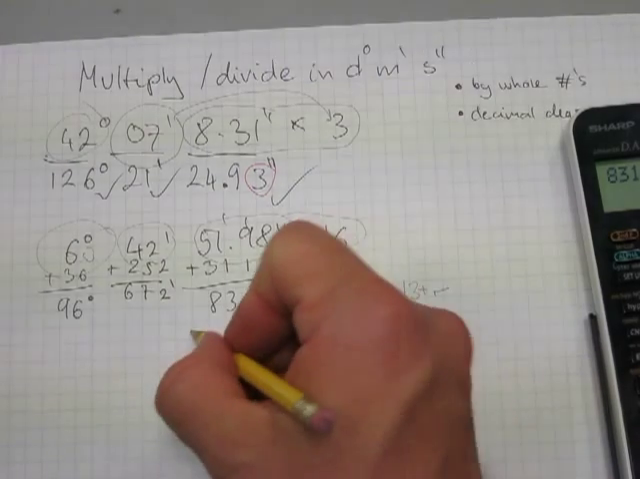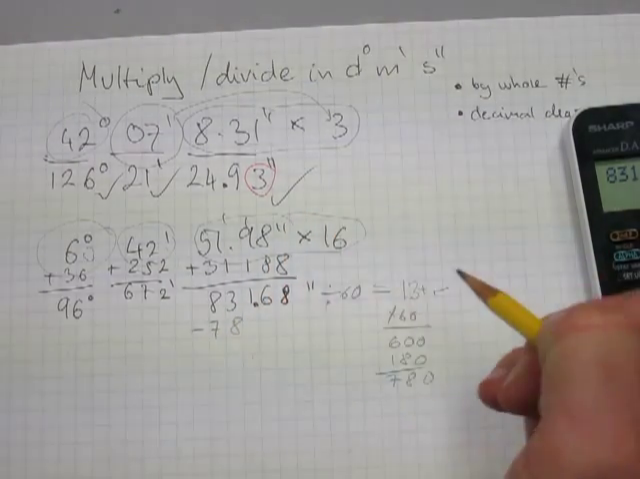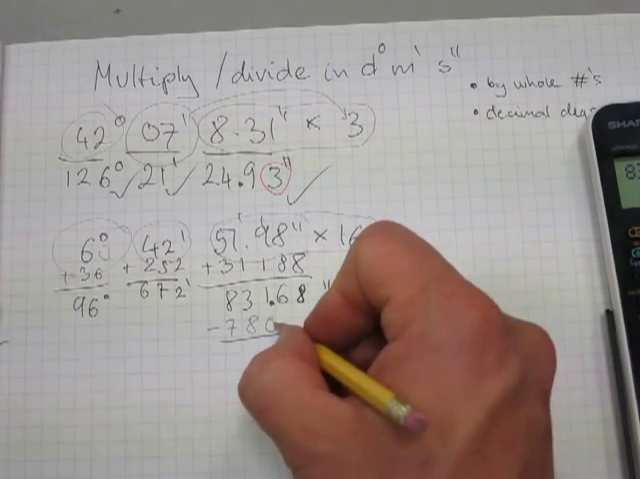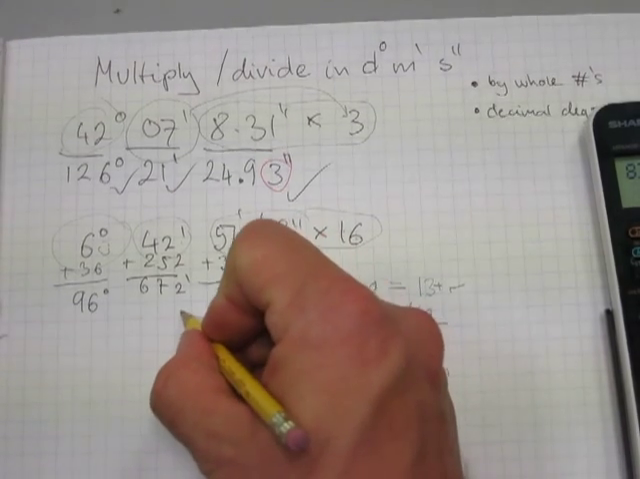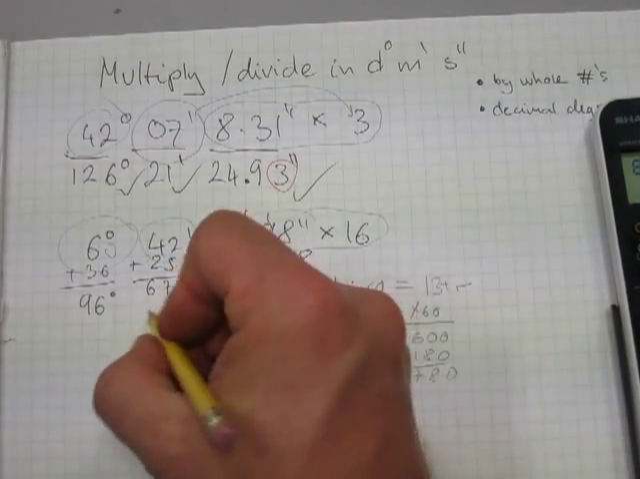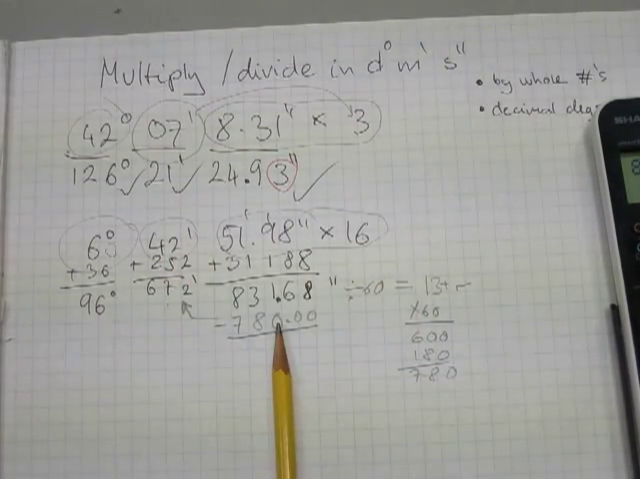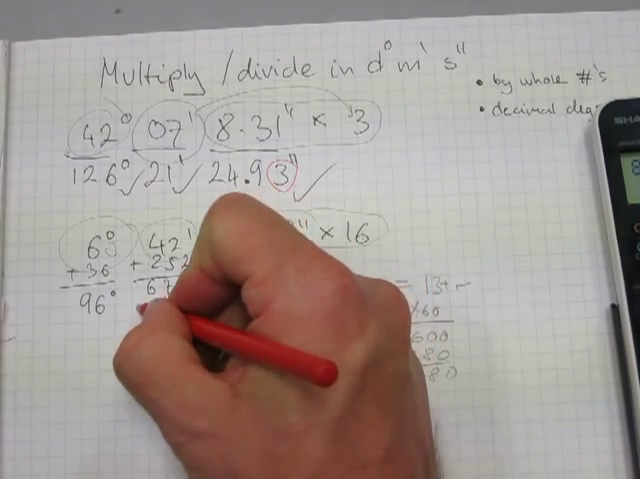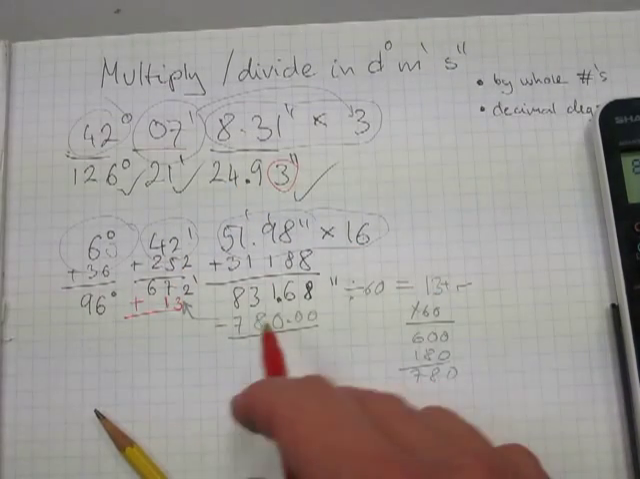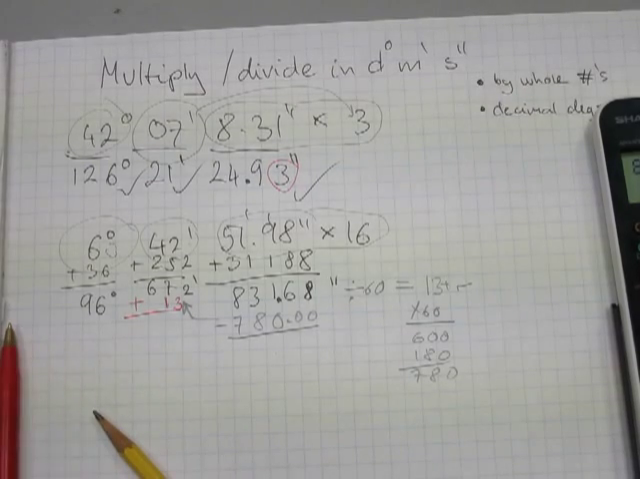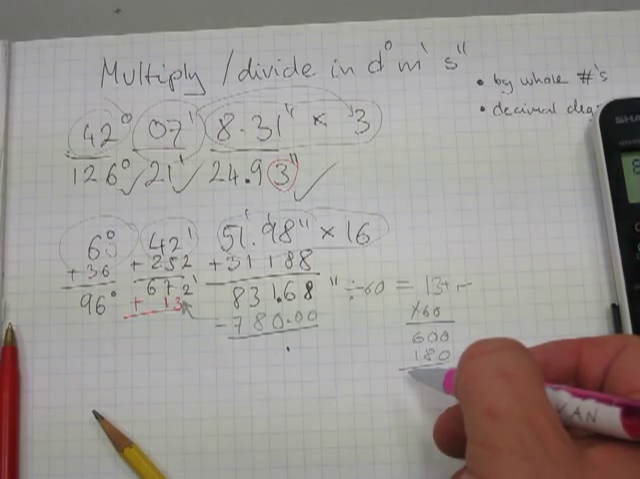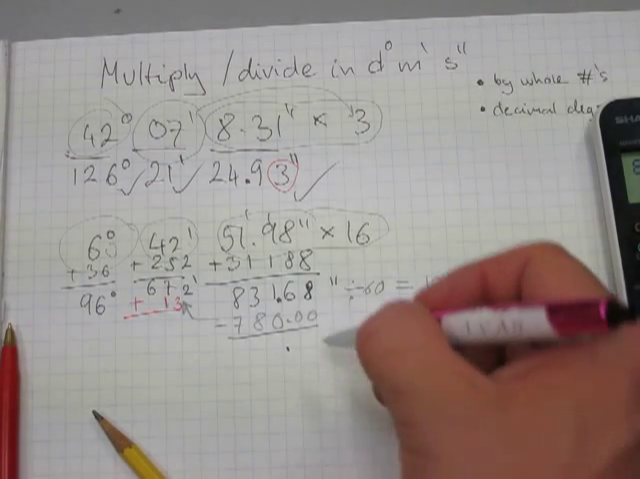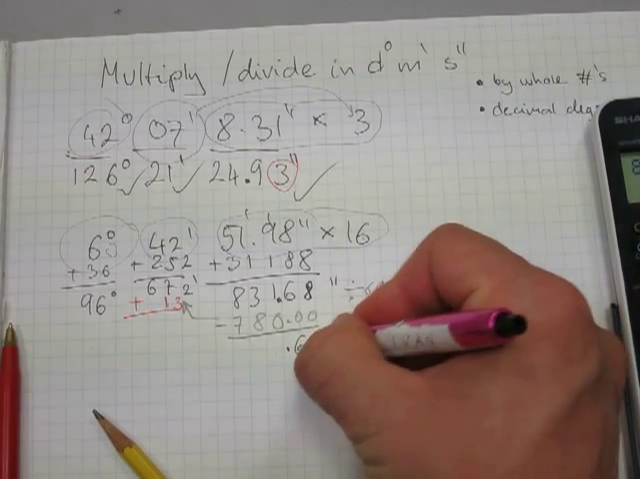We can take away from the 831 those 780 seconds, and those 780 seconds we'll trade up into the minutes, and we'll increase the minutes by 13, which should be added to the minutes amount. But before we do that, let's do this subtraction here. The decimal spot is saved in the same place. 68 take away nothing is 68.